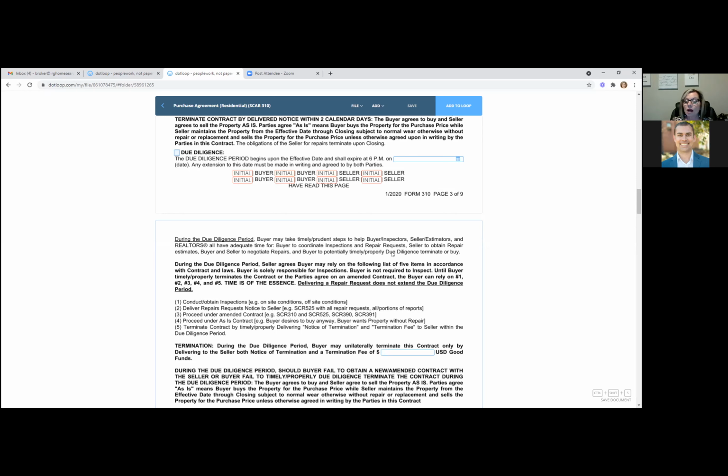Potentially timely, properly due diligence, terminate, or buy. That's to make their decision. During the due diligence period, seller agrees buyer may rely on the following list of items in accordance with the contract and laws. Buyer is solely responsible for inspections. Buyer is not required to inspect. A buyer is never required to inspect.